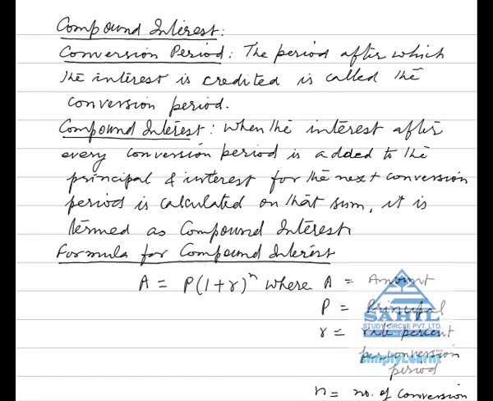Compound interest. Conversion period. The period after which the interest is credited is called the conversion period. When the interest after every conversion period is added to the principal and interest for the next conversion period is calculated on that sum, it is termed as compound interest.